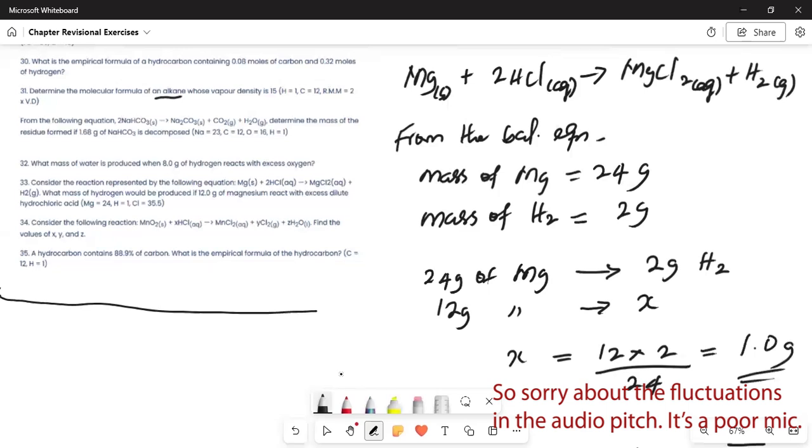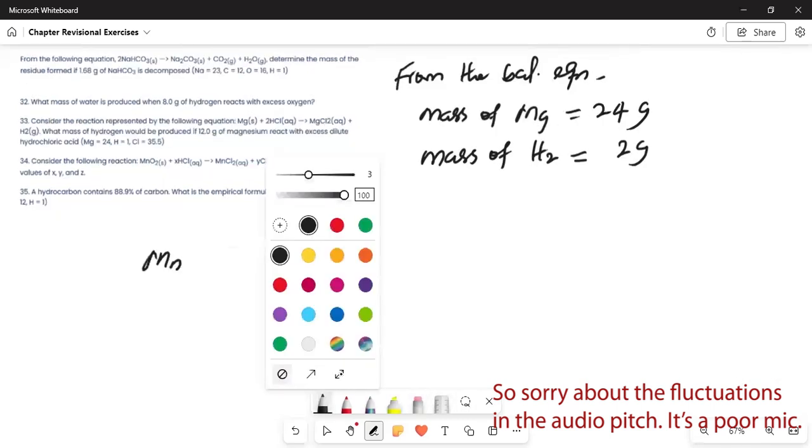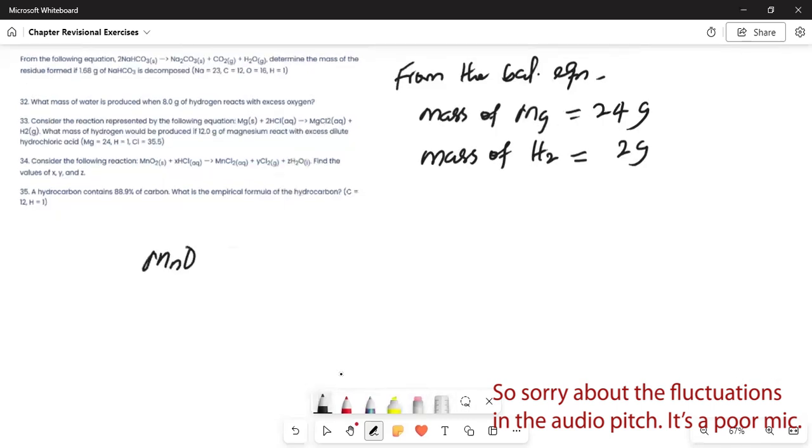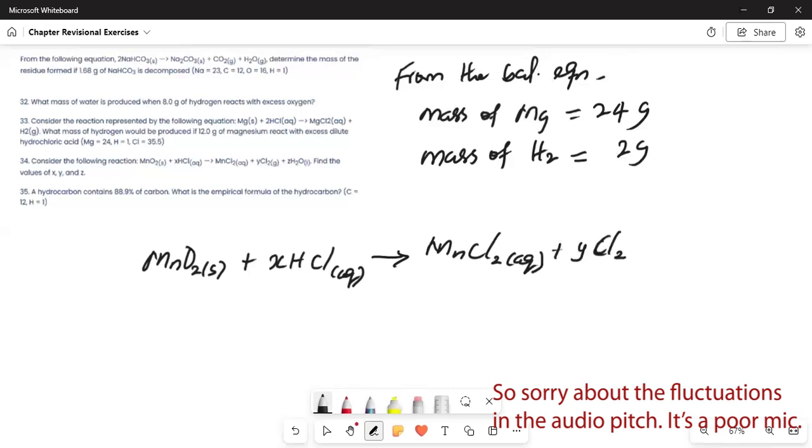Then 34, consider the following reaction equation. Find the value of X, Y, and Z. I want to balance the equation. We have magnesium oxide and manganese oxide. Manganese oxide is solid. It reacts with X mole of HCl, which is aqueous, to give us manganese chloride, not magnesium, manganese chloride, which is aqueous, plus Y mole of chlorine gas, and Z mole of water, liquid. So I have to find the value of X, Y, and Z.